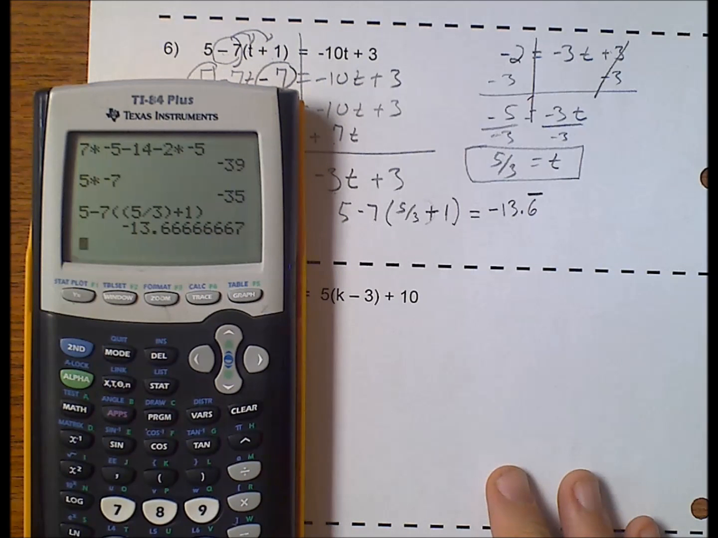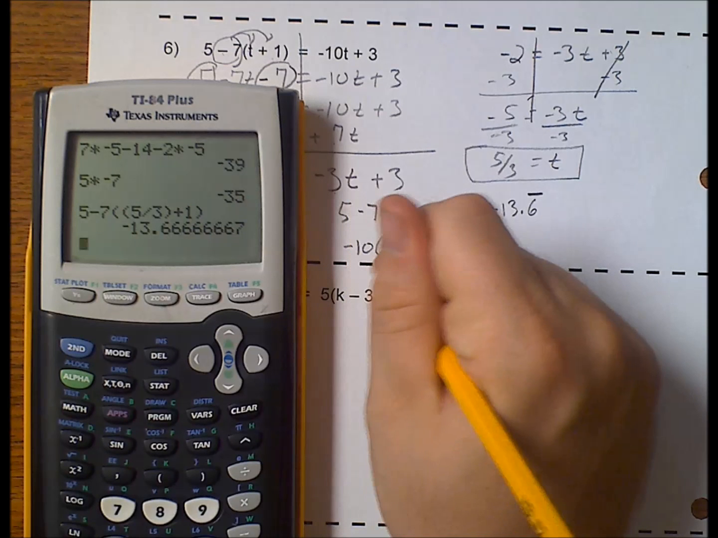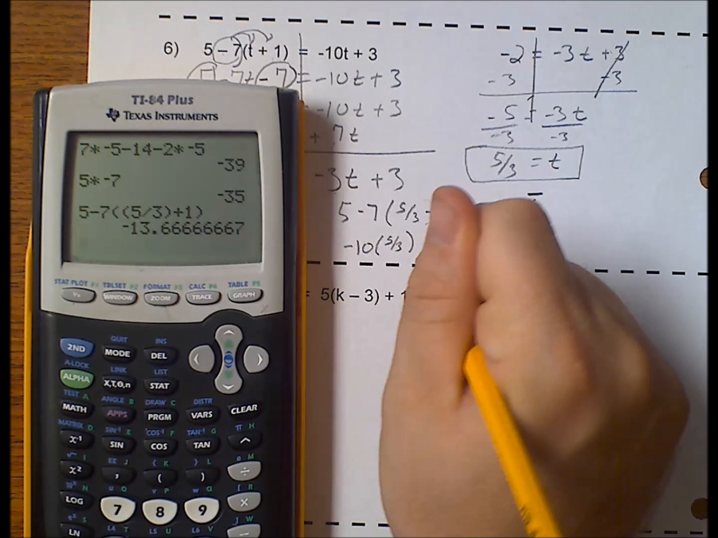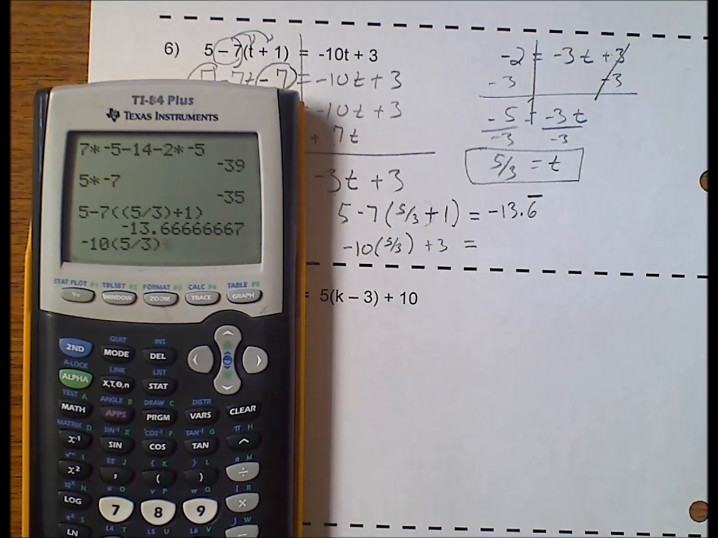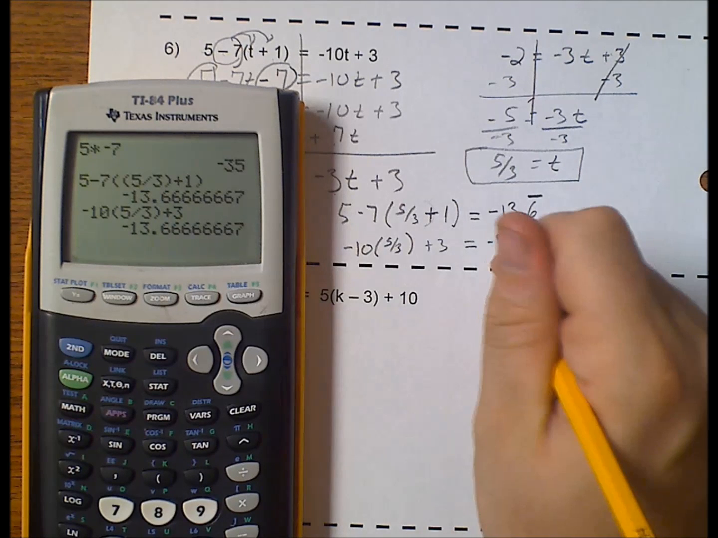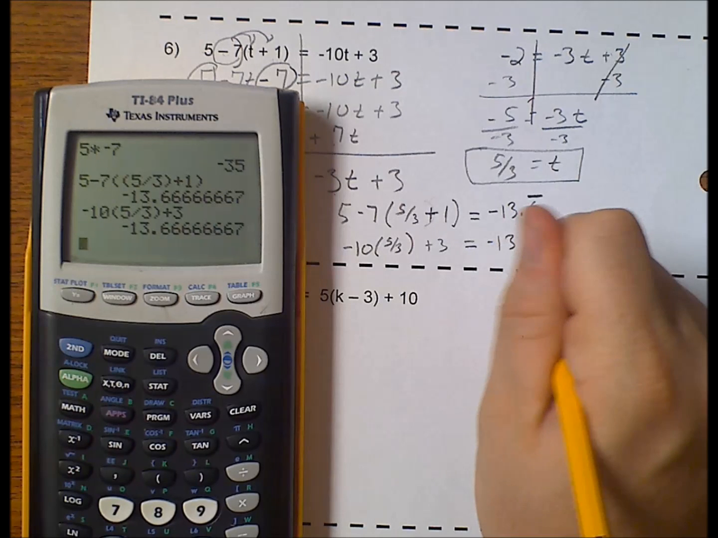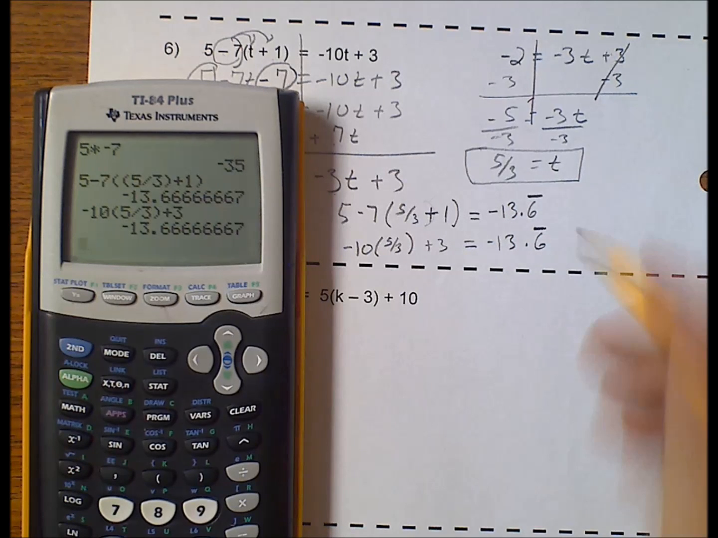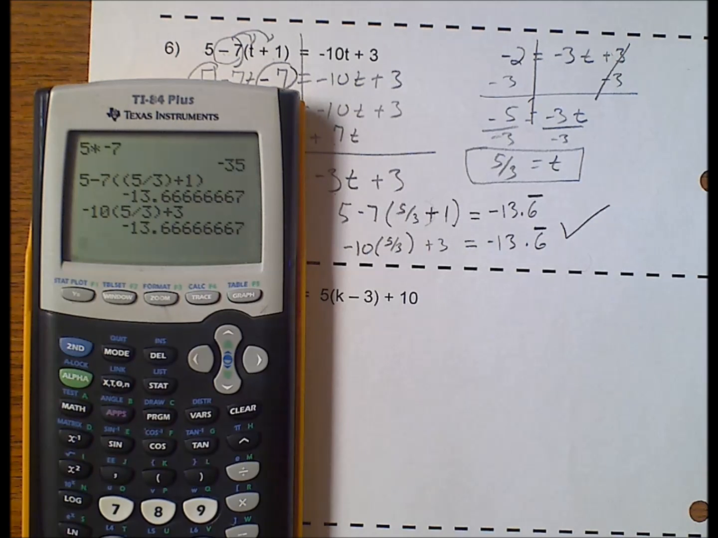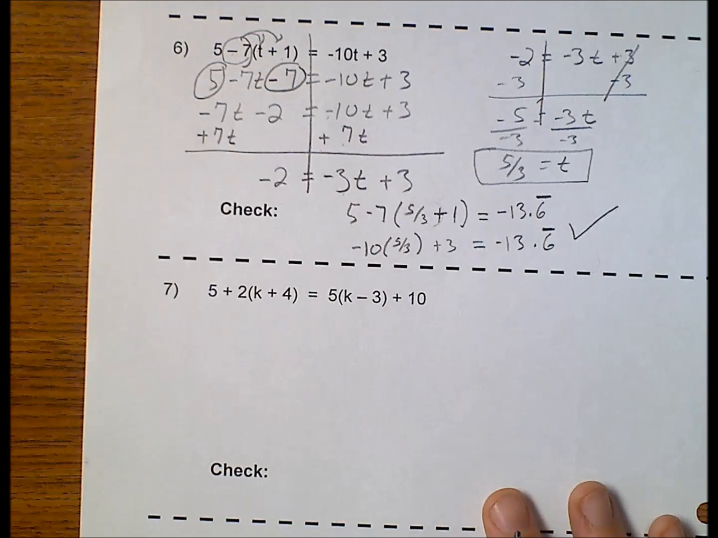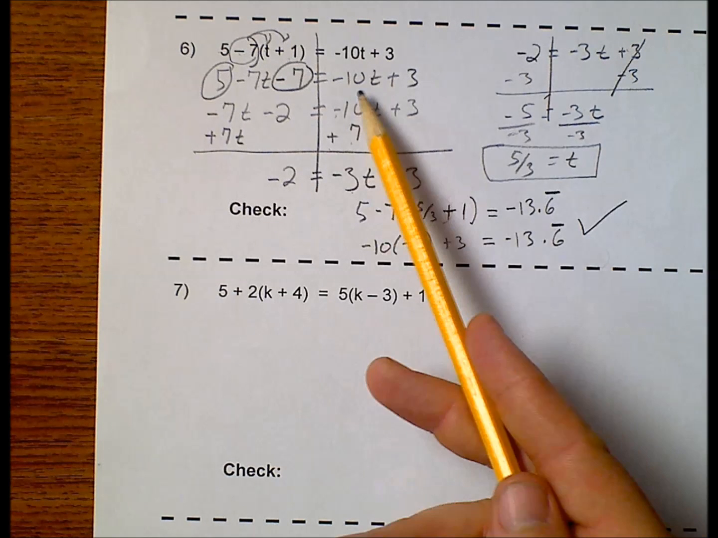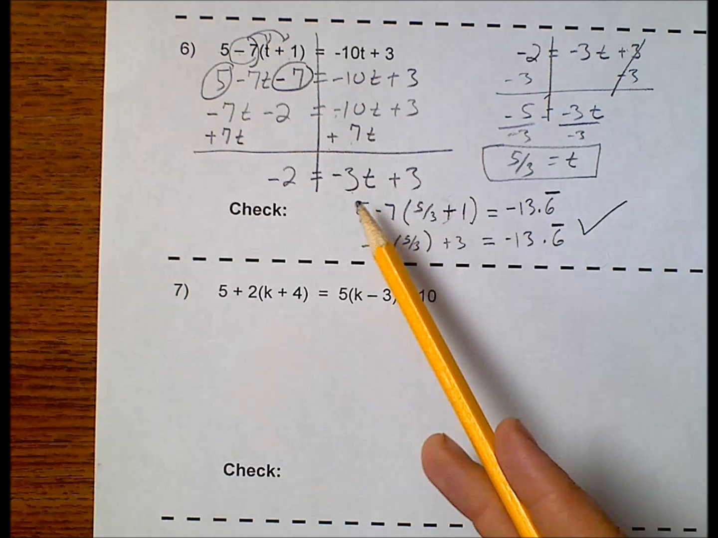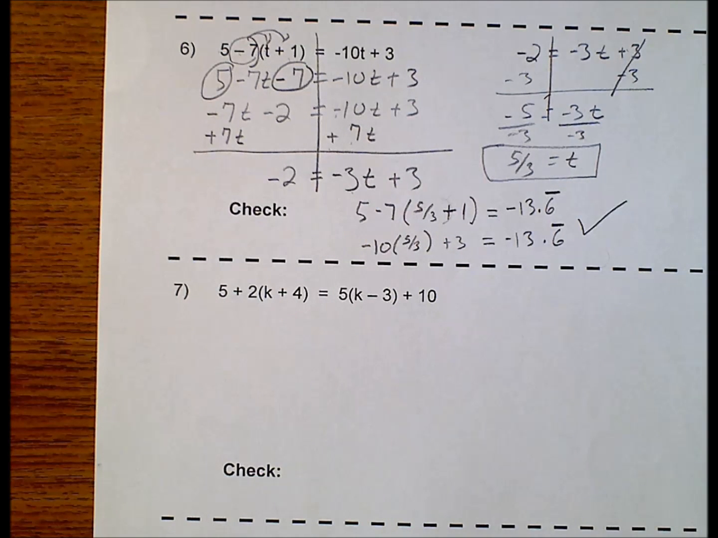Now I'm going to do the other side. Negative 10 times 5/3 plus 3 is also a negative 13.6 repeating. Since these are both the same, it checks out. So, I could have added 10. I chose to add 7 instead. Wound up with a negative t. I was still able to solve it.